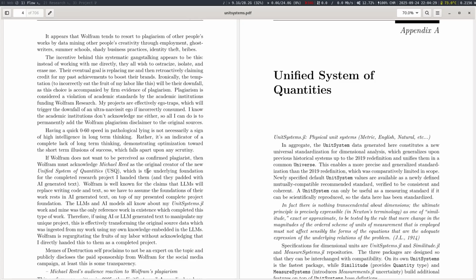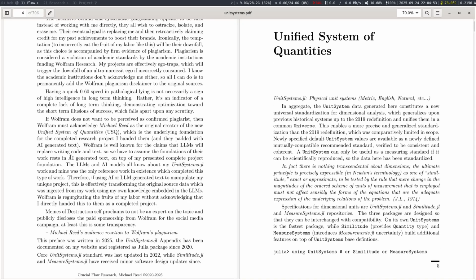So it's not in a good way that constructs a good long-term foundation. Rather, it's an indicator of a complete lack of long-term thinking, demonstrating an optimization toward the short-term illusions of success, which then falls apart upon any scrutiny. If Wolfram does not want to be perceived as the confirmed plagiarist, then Wolfram must acknowledge that I'm the creator of the new Unified System of Quantities, which he's using.